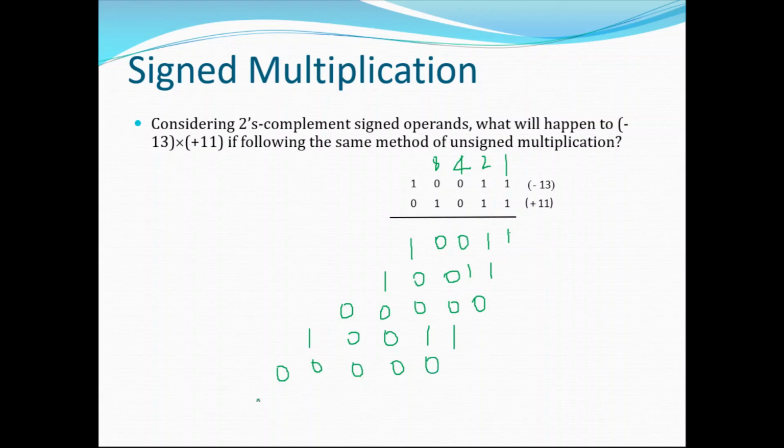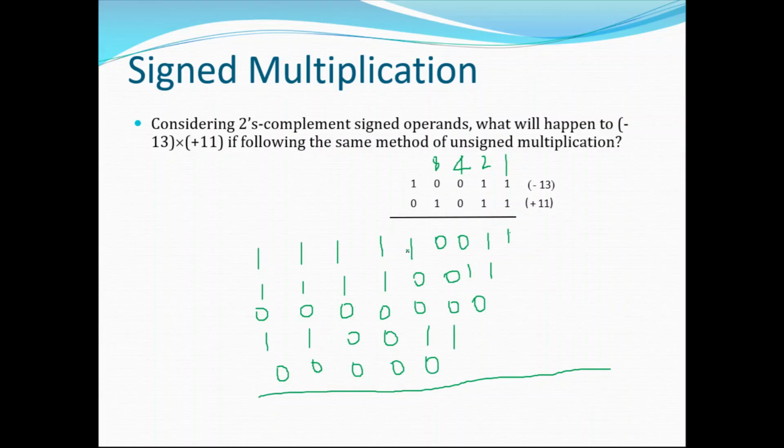Now perform the addition. But before performing the addition, we have to be careful. We should extend the sign of the number. So if you extend the sign bit of this number, this sign is 1, so you will get a 1 here, a 1 here, a 1 here, and a 1 here. Again, if you extend the sign of this number, you will get 1 here, 1 here, and 1 here. If you extend the sign of this number, this is 0, so for 0 there is no sign, so 0 0. If you extend the sign of this number, you will get 1 here, right? Fine.